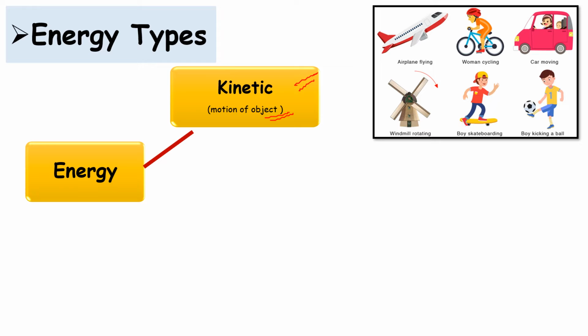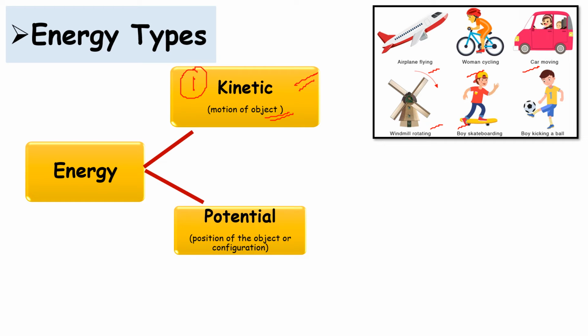Here in the picture we are seeing airplane flying, woman cycling, car moving, windmill rotating, boy skateboarding, boy kicking a ball. So all these objects are in motion and they have energy which we call as the kinetic energy.